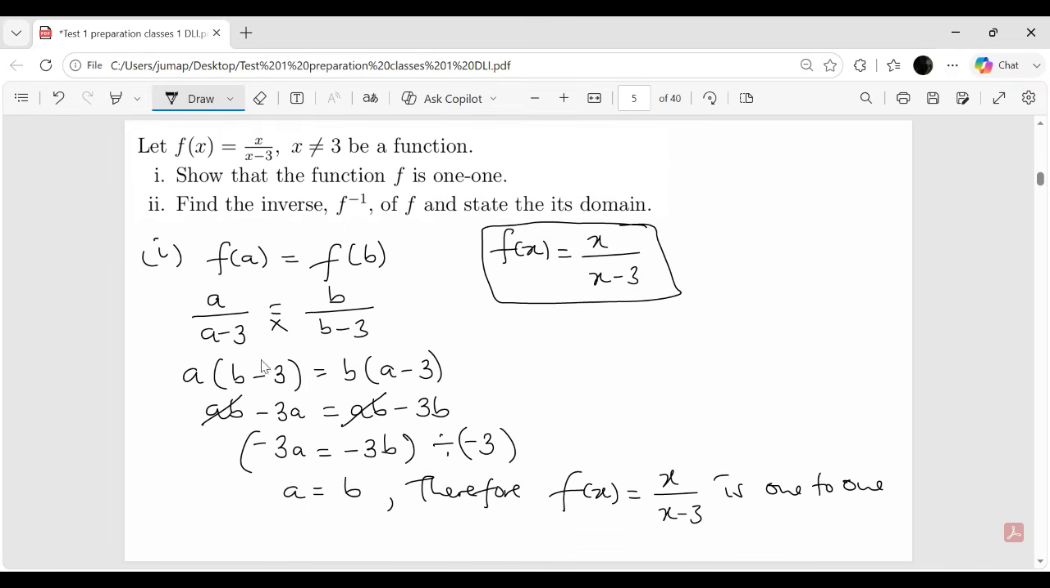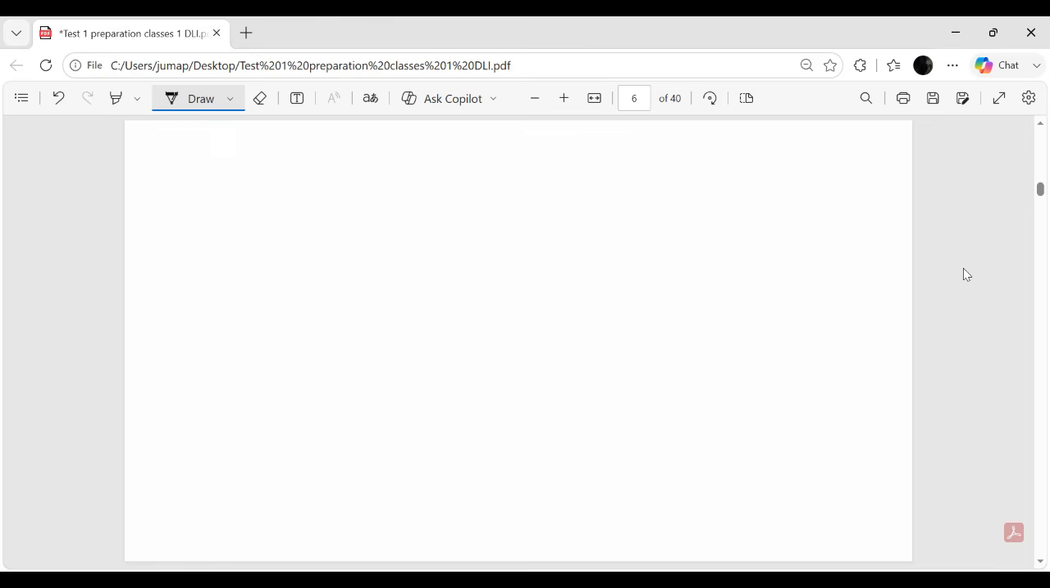So now let us go to the second one. The second one is saying: find the inverse of the function and state its domain. So we're supposed to find the inverse of this function. So we go to 2. You have f of x equals x over x minus 3. So they want us to find the inverse.